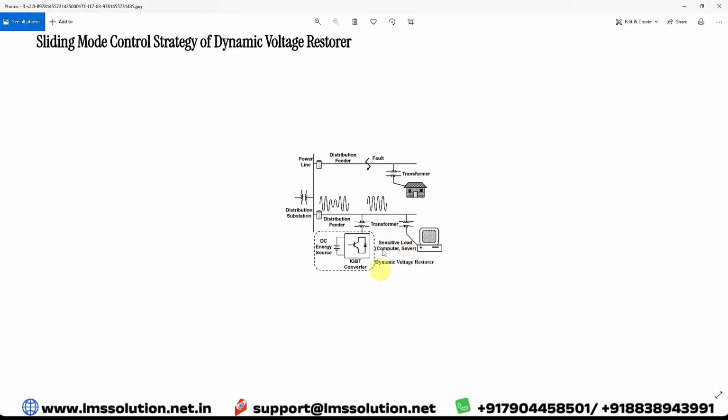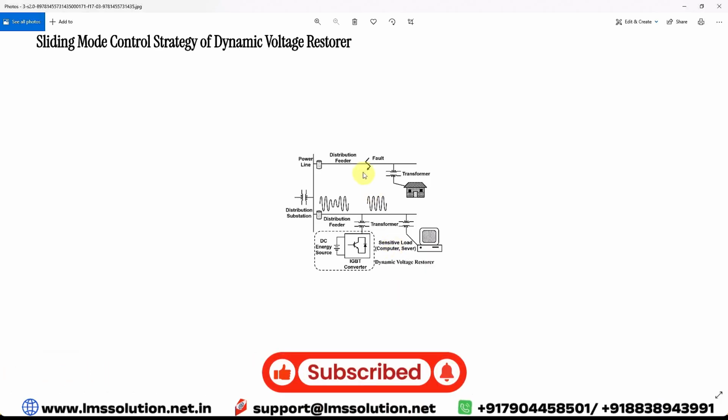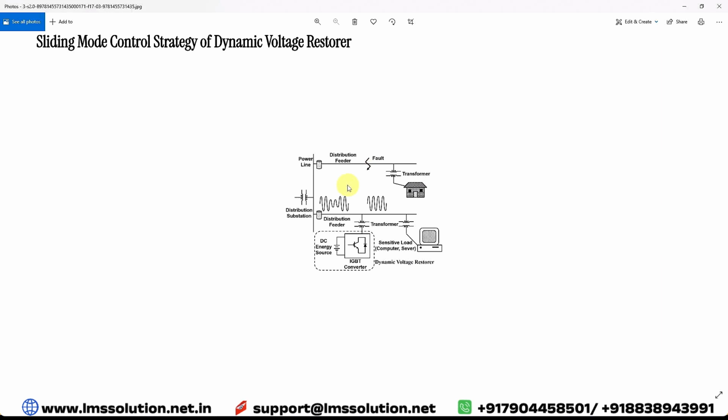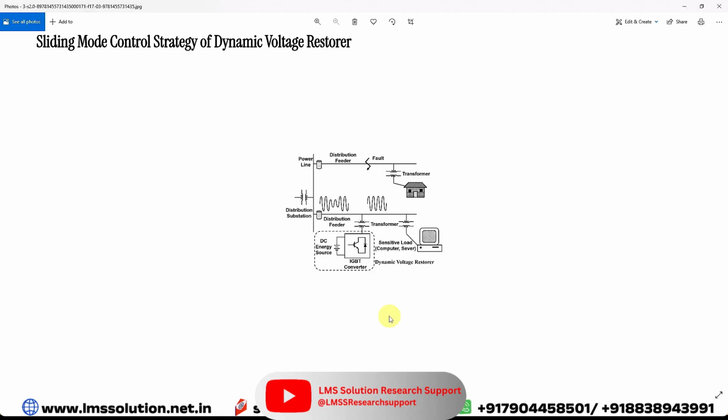So we need to maintain the distribution feeder voltage always at 1 per unit, because we need to protect that sensitive load. During the fault, the sag will occur for a fraction of a second. During that time we need to maintain the load voltage at the sensitive load at 1 per unit. For this purpose we have to use a power electronics device to mitigate this problem. So here we are going to use a DVR, nothing but a dynamic voltage restorer.